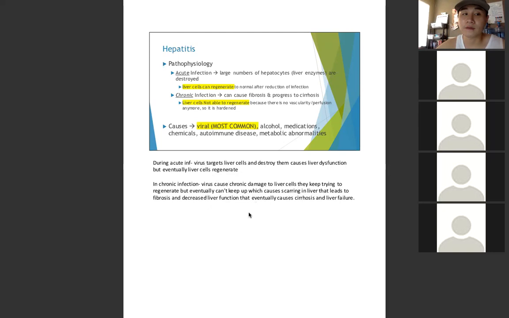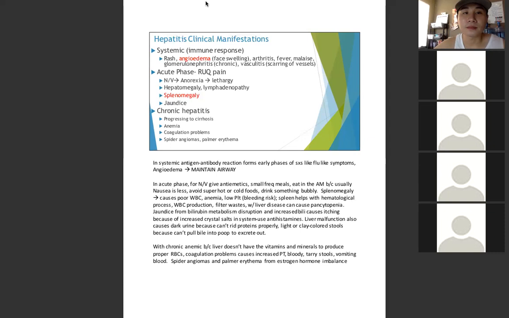All right, I know today is quite heavy, but hang in there, you guys. So, hepatitis clinical manifestations. What does it show on the outside? How do we assess these patients?